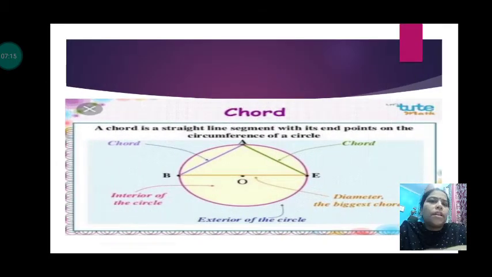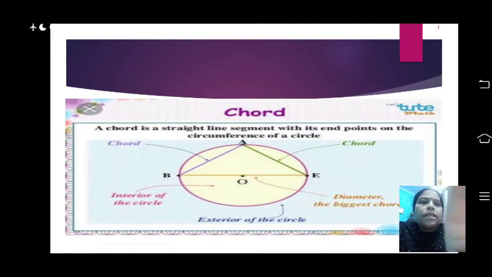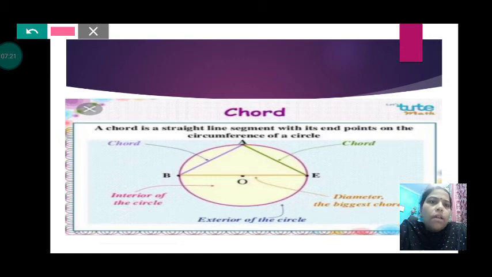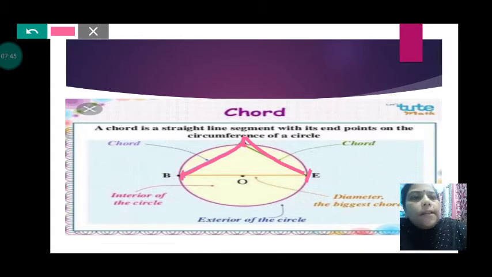A chord is a straight line. Now let us see how many chords we can see in this figure. A chord is a straight line segment with its end points on the circumference. So on the circumference of the circle, one end point over here and the other end point over here. We find a straight line joining A and B, then A and E, and then B and E.